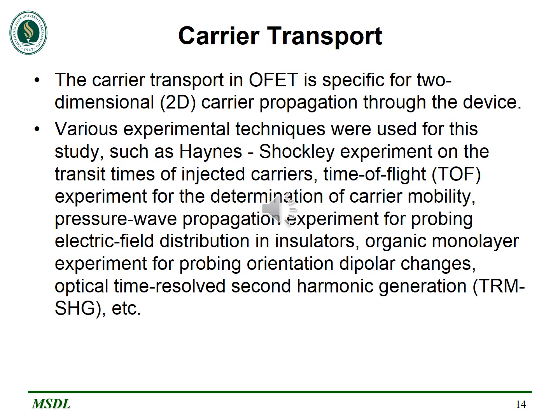In the next few slides, we will discuss carrier transport in OFET. The carrier transport in OFET is specified for two-dimensional carrier propagation through the device. Various experimental techniques were used for this study, such as the Haynes-Shockley experiment on the transit time of injected carriers, time of flight experiment for the determination of carrier mobility, pressure wave propagation experiment for probing electric field distribution in the insulator, and organic monolayer experiment for probing orientation dipolar changes, optical time-resolved second harmonic generation, etc.